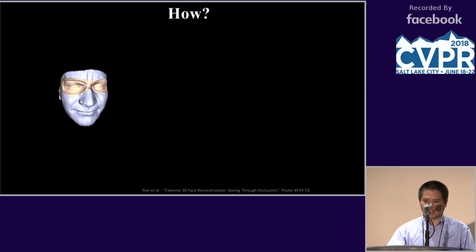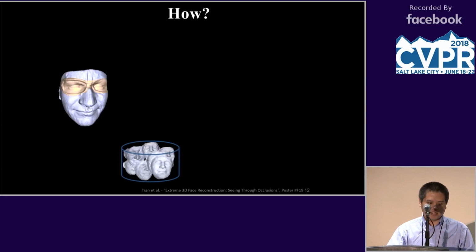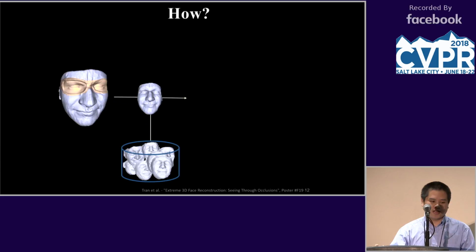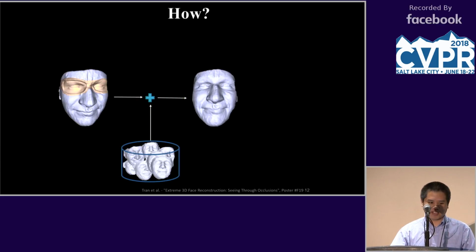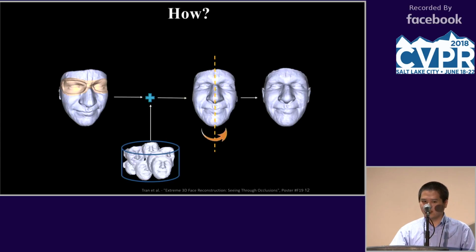So we need to detect the occlusion area. And then we use an example-based method to select the closest example in a gallery and combine it with the current mesh to get the occlusion removed. And finally, we apply symmetry to get a complete face. And this is the final result, which looks very good.